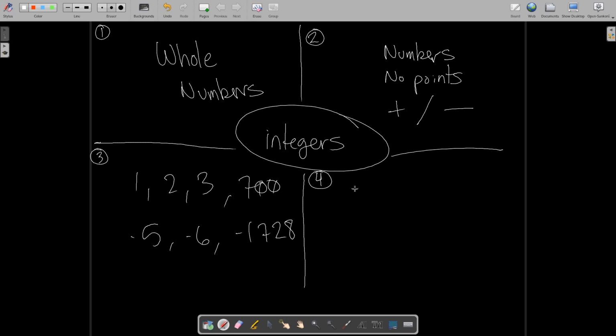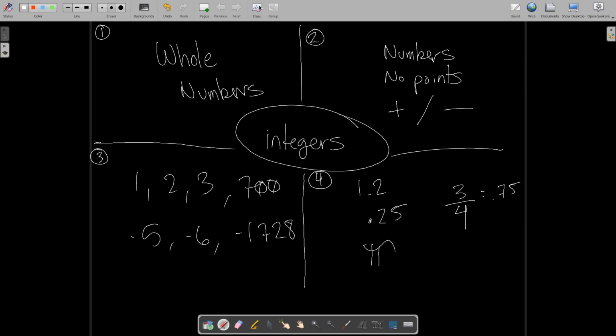Okay, some non-examples would be like 1.2, because you got your point. Another one would be 0.25, because that's a point. Pi, 3.14, that's a floating point number. 3/4, okay, that is not an integer. That will actually turn into 0.75, which would not be an integer.